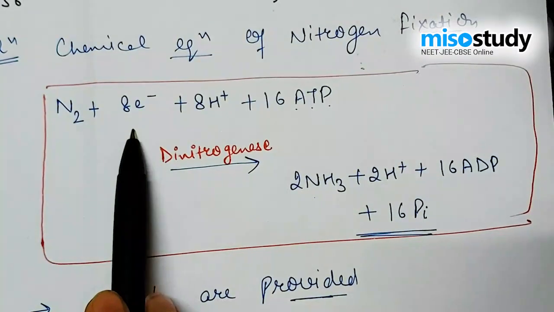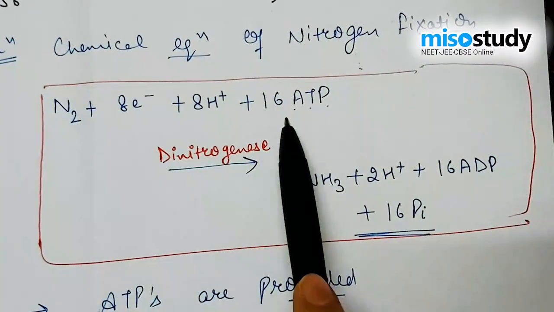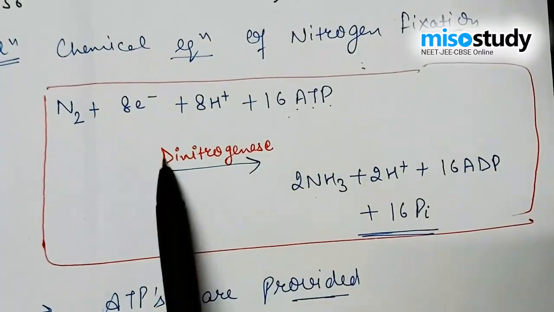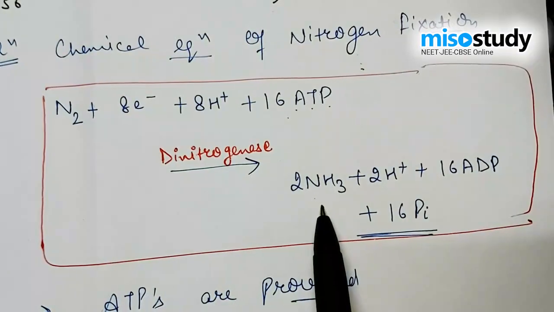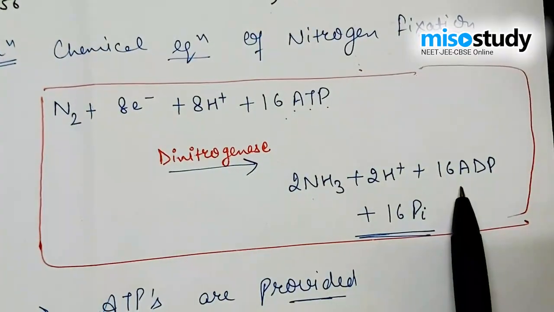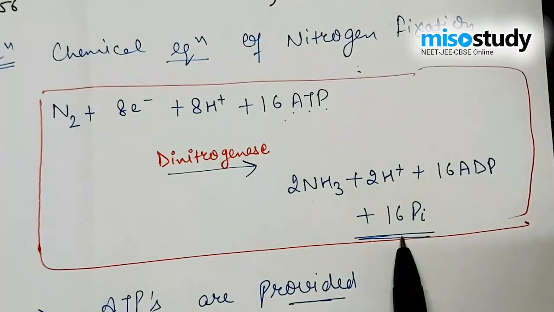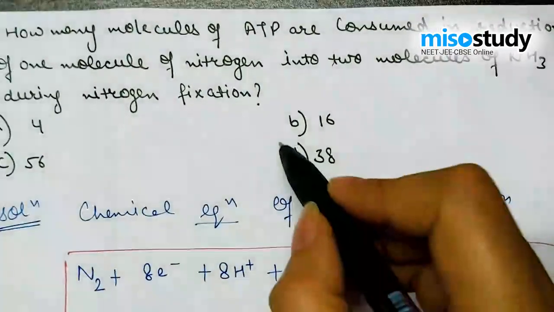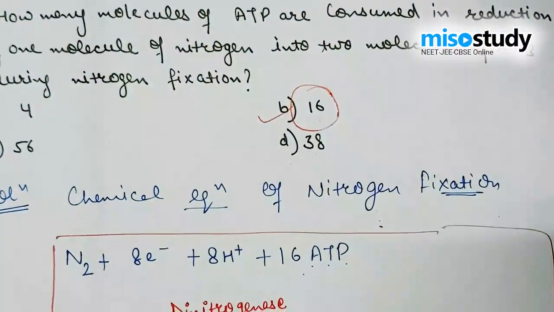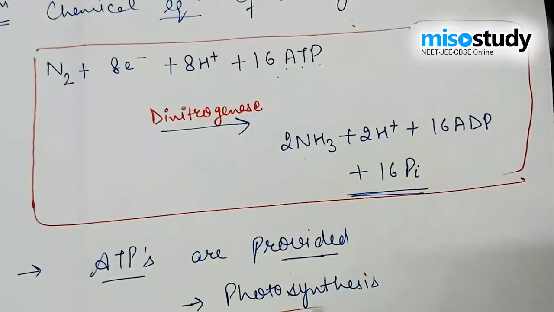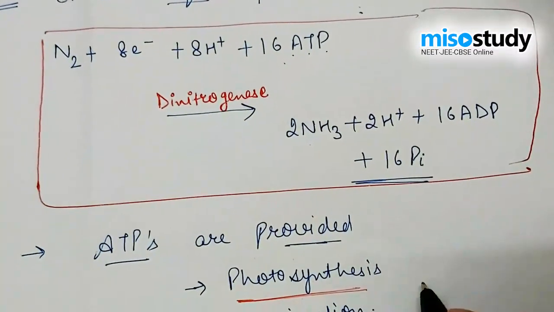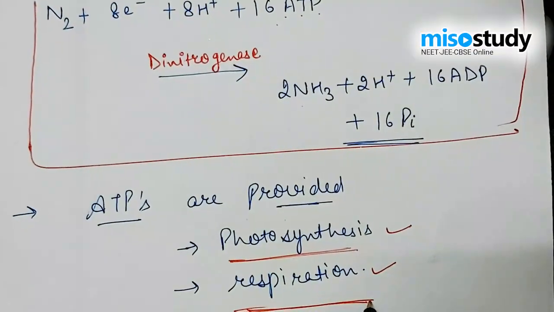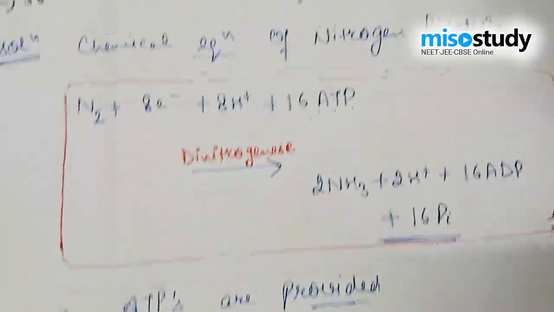The equation is N2 added to 8 electrons and 8 hydrogen ions along with 16 ATP. ATP is adenosine triphosphate, and in the presence of the enzyme dinitrogenase it gives rise to 2NH3 plus 2 hydrogen ions plus 16 ADP and 16 inorganic phosphate. So the right answer is 16 ATP, and that ATP is provided for nitrogen fixation by photosynthesis or by respiration. So 16 is the right answer in this case.